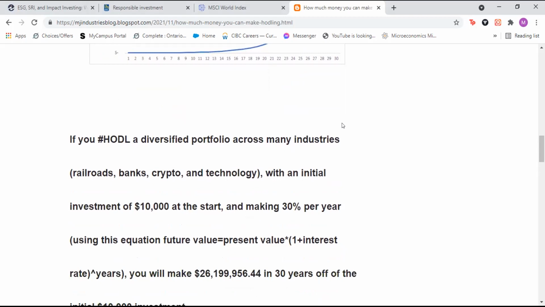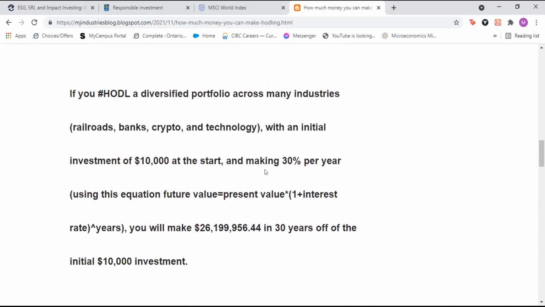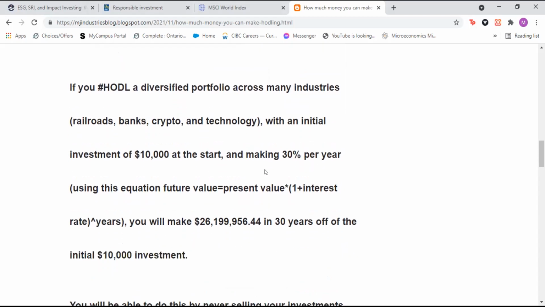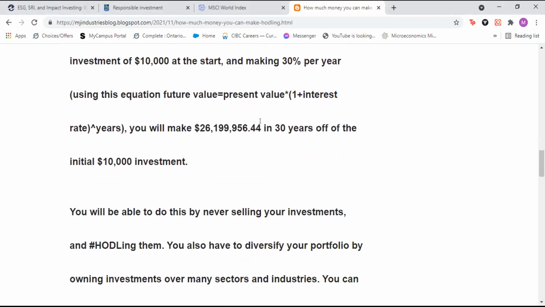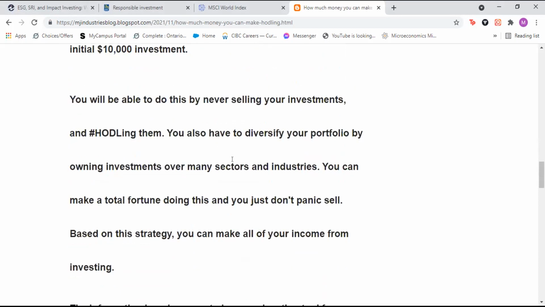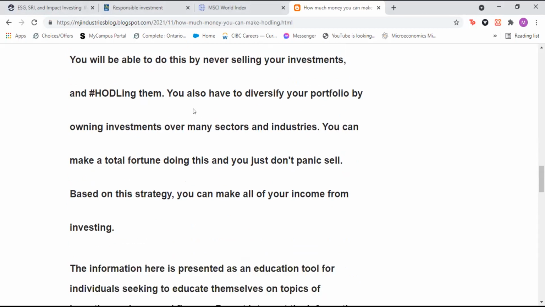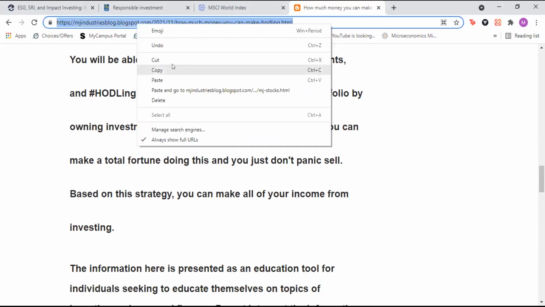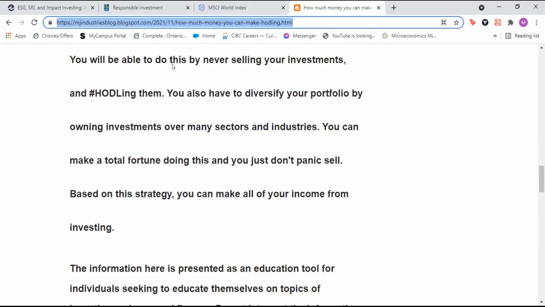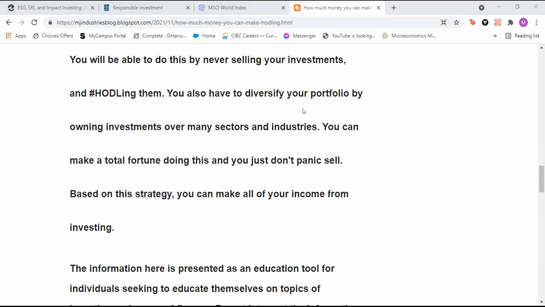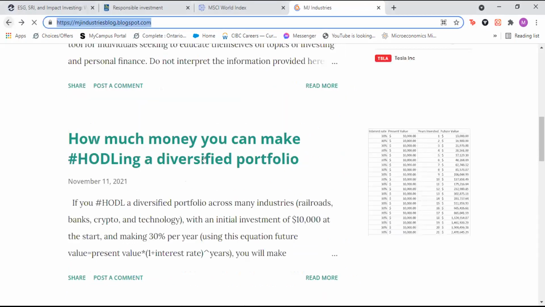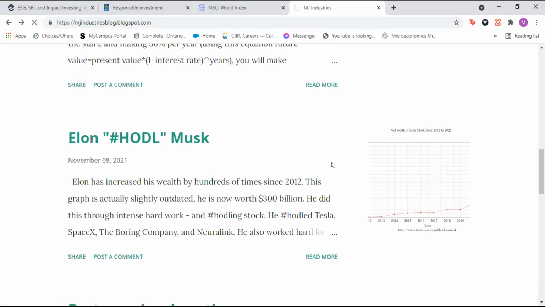And this is how, if you hodled, so if you don't sell, you buy these companies, railroads, banks, crypto, technology, and you just keep it in, making 30% per year, you would make $26 million in over 30 years off of the $10,000 investment. And this is done through never selling investments, hodling them. You also have to diversify your portfolio by owning investments over many sectors and industries, and you can make a total fortune from this. So if you want to talk more about this, just let me know. Put it in the chat. But yeah, if you need support on this, you can make some real gains through that.